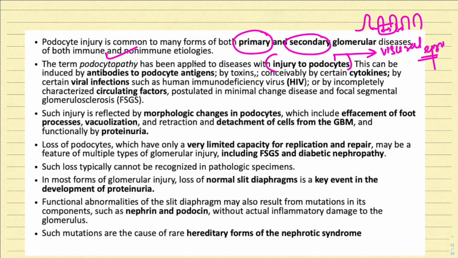So podocytopathy is a term applied to disease where there is injury to the podocytes. Now this can be induced either by antibodies formed against the podocyte antigens, which I have already spoken about, or directly by toxins, or by certain cytokines in certain viral infections like HIV, or by some circulating factors which have not been discovered yet, as in case of FSGS.